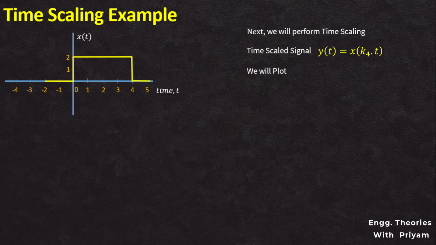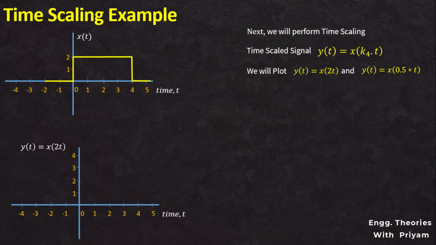So we will plot the two signals y(t) = x(2t) and y(t) = x(0.5t). The first one is the case of time compression as the value of k4 is greater than 1, and the second one is the case of time expansion as the value of k4 lies between 0 and 1.